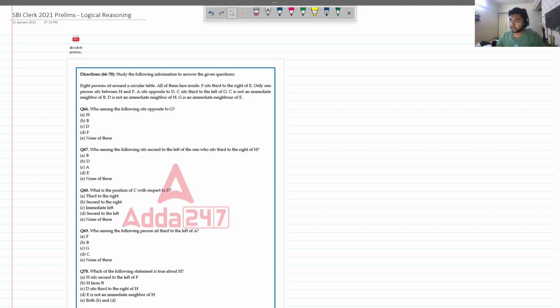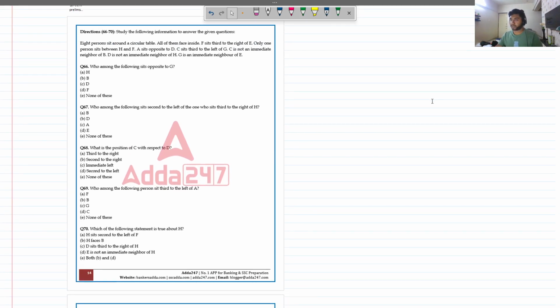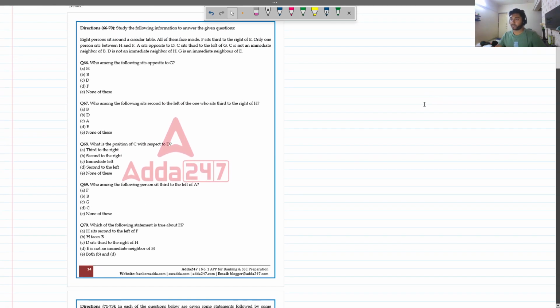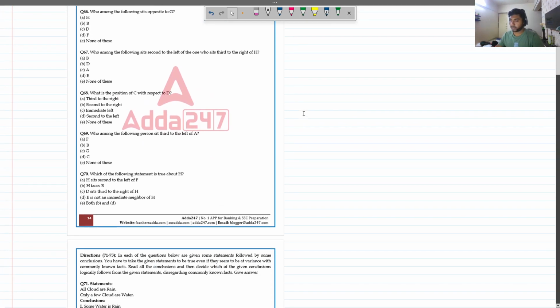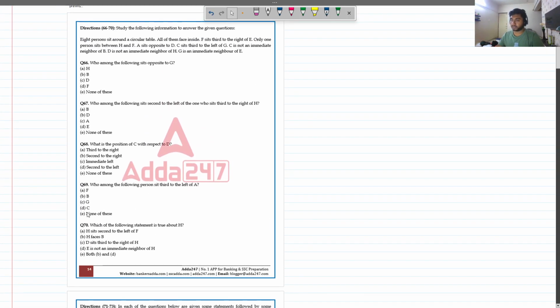Let's get started with the first question. In the first question, we have been given a paragraph, and followed by it, we have 5 questions related to it. Okay, let's do. 8 persons sit around a circular table, all of them face inside. So this is my circular arrangement question. F sits third to the right of E, but I have a bunch of information about who sits where has been given to me.